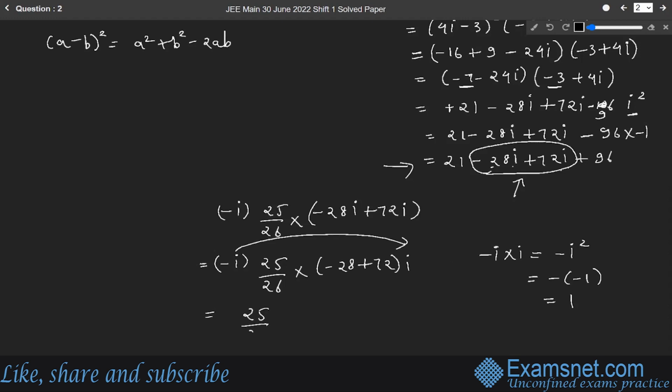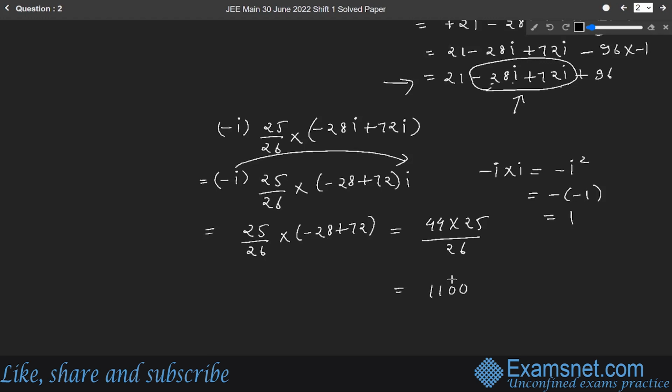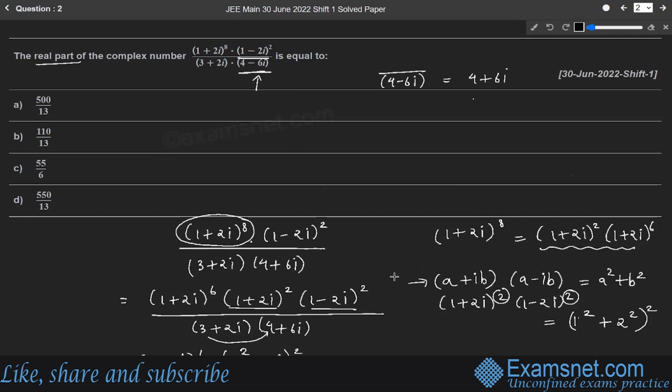Now remaining terms are 25 by 26 into (-28 + 72), right? So 72 minus 28. What is 72 minus 28? It is 44. So 44 into 25 divided by 26. 44 into 25 is 1100, divided by 26. So we can cut it with the table of 2. This will be 13, this will be 550. So this is the final answer for this question. So let us check the options. Out of all the options, the correct option is option D here.